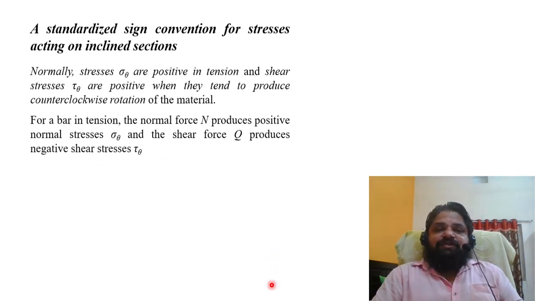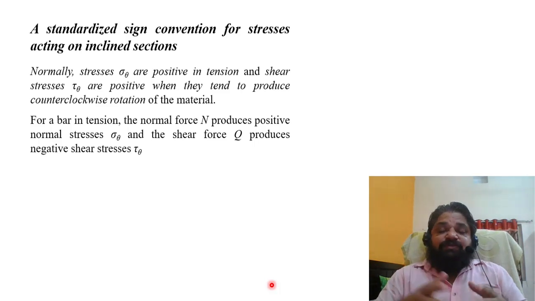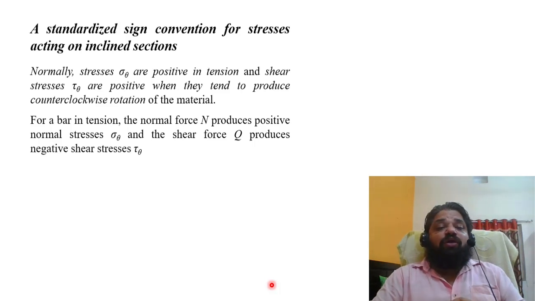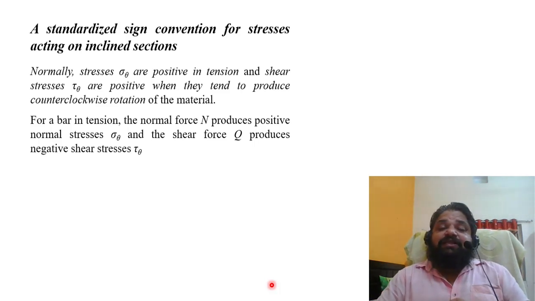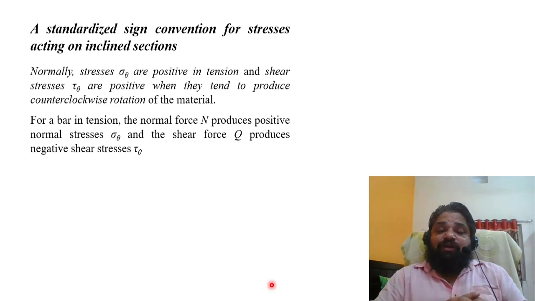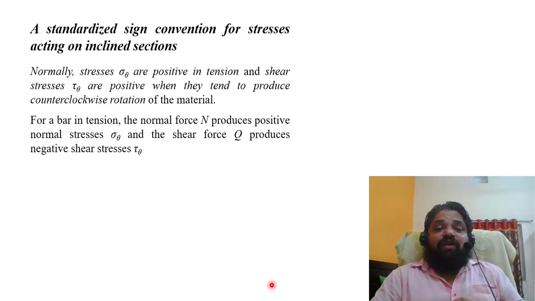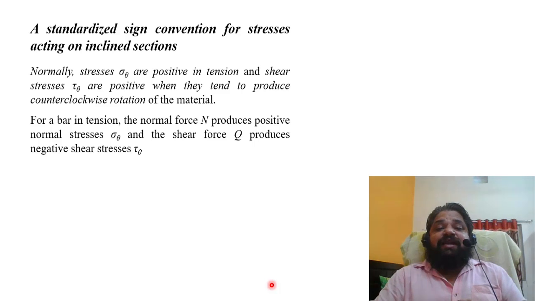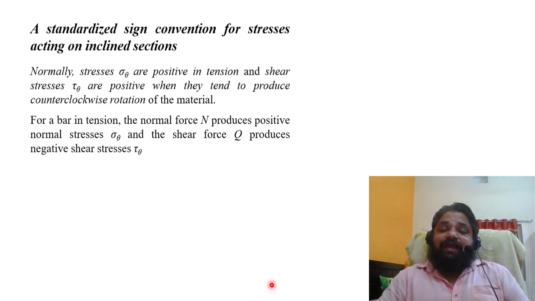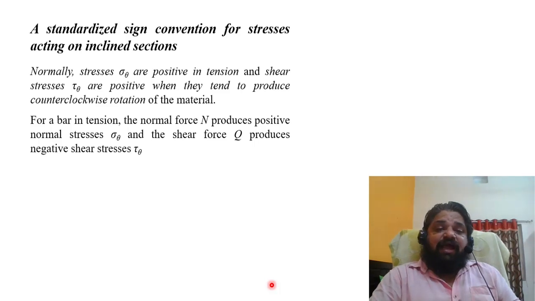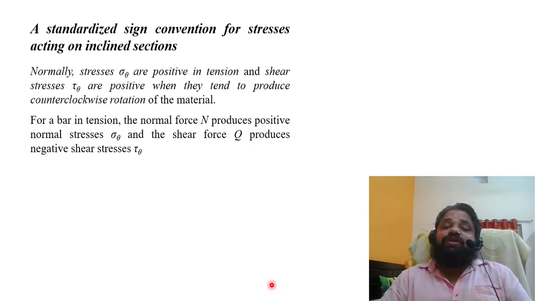The normal stresses, sigma theta, are positive in tension. That means the normal stress at an angle theta is no longer termed sigma x; instead it is termed sigma theta, because the plane we are calculating is not perpendicular to the x-axis, but is at an angle theta to it. The stress developed on that theta plane is sigma theta, and the corresponding shear stress will be tau theta.